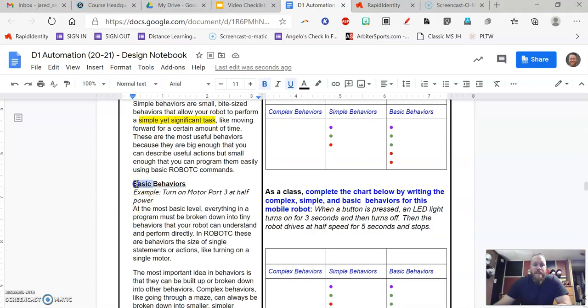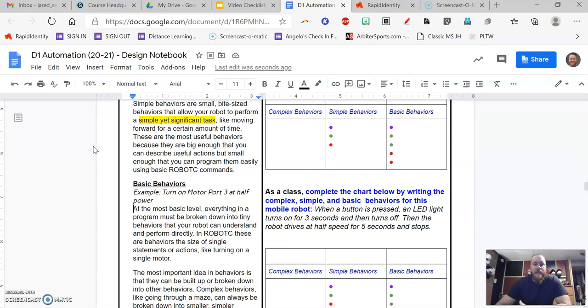Now we're on to basic behaviors. An example of a basic behavior would be turning on motor port 3 at half power. At the most basic level, everything in a program must be broken down into tiny behaviors that your robot can understand and perform directly.